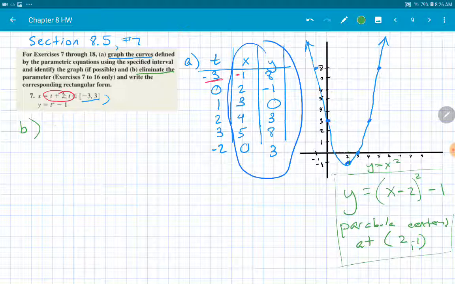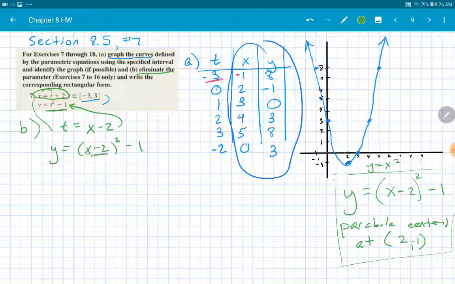So let's do that. For x, let's solve for t in this first equation. So take this guy, let's solve for t, and we get t equals x minus 2. Now I'm going to plug that back into this one. So I get y equals, and instead of writing t, I'm going to write what I just solved in the previous equation. So I have y equals t squared minus 1, but for t, I write x minus 2, because that's what I got right here.